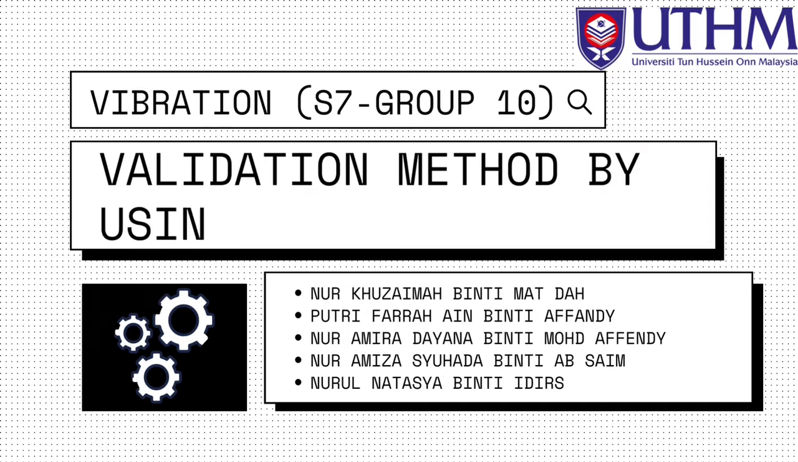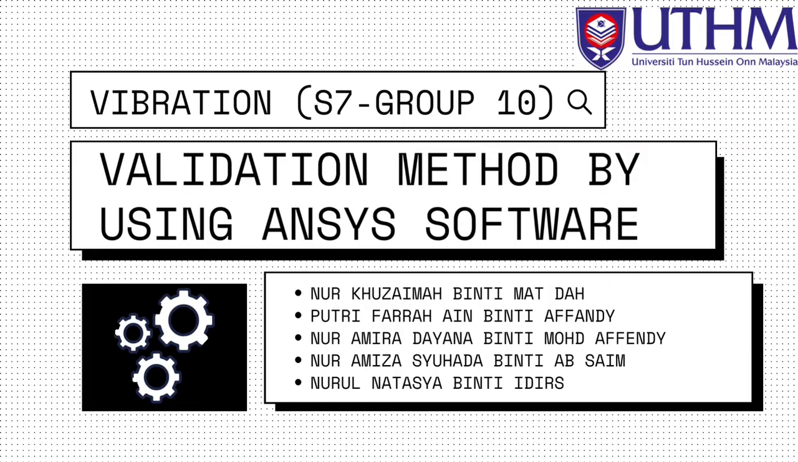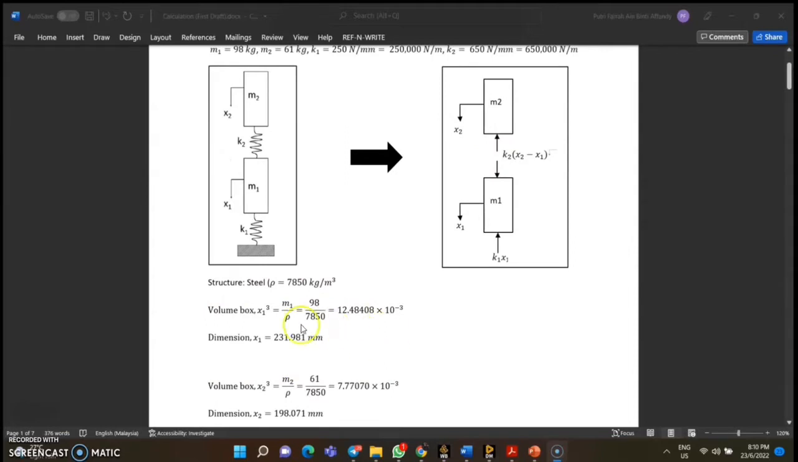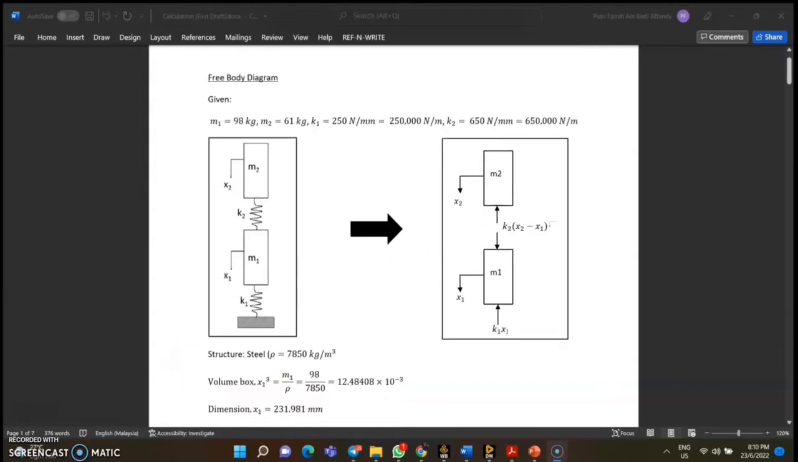Now I am going to show the validation of our calculation from the matrix iteration method by using ANSYS software. So this is the free body diagram that we drew from the theoretical calculation part by using the standard matrix iteration method. We know that the values of mass 1, mass 2, K1 and K2 are given from the question. So we assume that our structure is made of steel with a density of 7,850 kg per meter cube, and we get the value of dimension by using the volume formula.